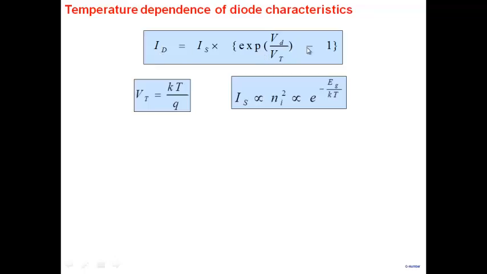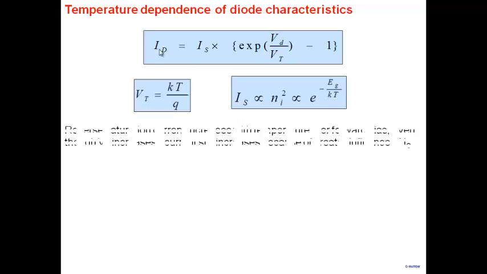We said for a diode in forward bias, this -1 is negligible. So note that this is exponent VD by VT and IS is exponent minus EG by kT. So it would increase exponentially with temperature. So the diode then is very, very sensitive to temperature here. Okay.